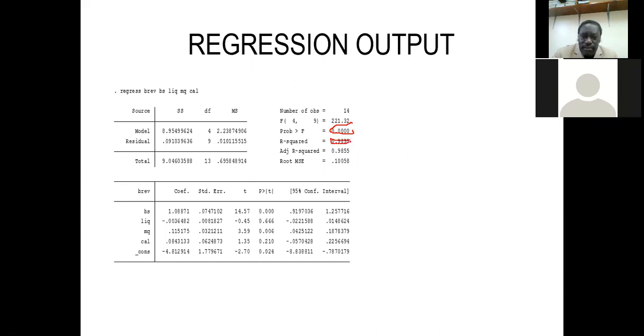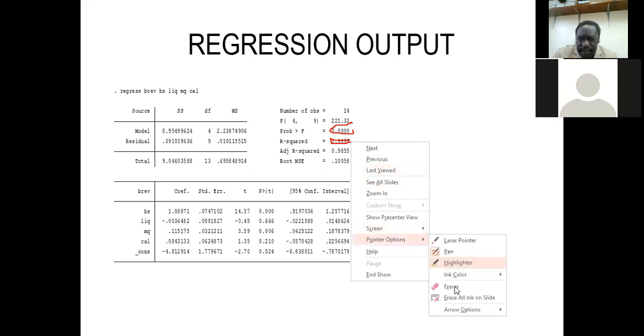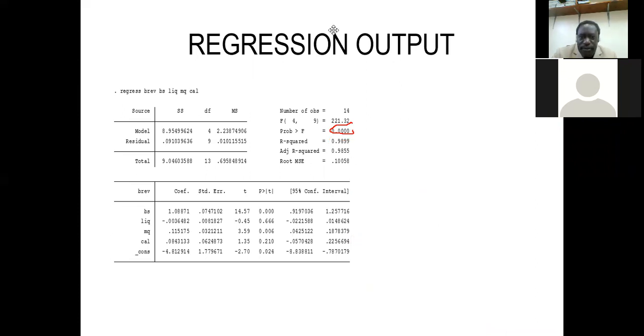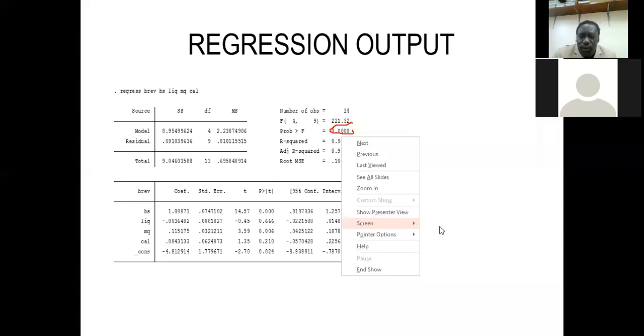So let me change this one right here. Let me go to the pointer. Let me get an eraser and erase this one. For example, right here, I have gone somewhere and I find myself, sorry, let me get a pen.